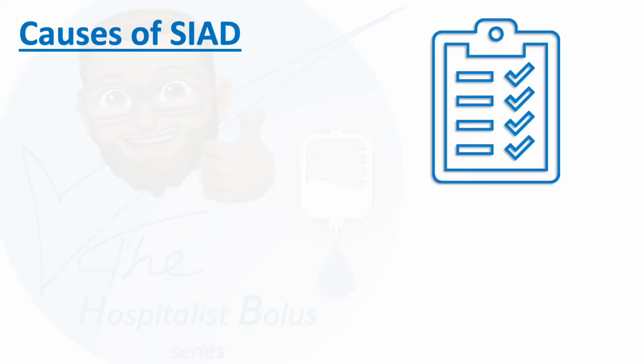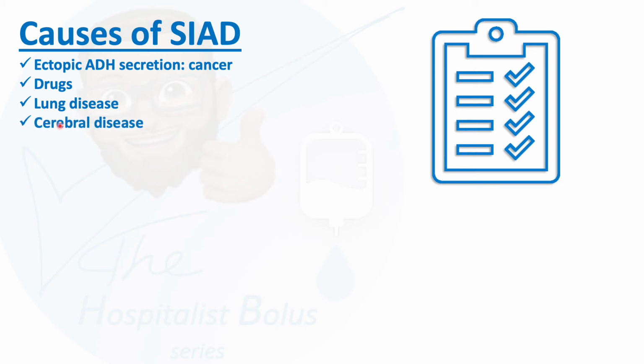So as you probably know, there are a lot of causes of SIADH, but there are 4 that are the main categories. The first one is increased ADH because of ectopic ADH secretion, and most of the time that will be from cancer, and we're going to talk about that in a little bit more detail. Also many drugs can be associated with SIADH, and some lung diseases and pulmonary diseases, and we're also going to talk about that. So these are the 4 main categories.